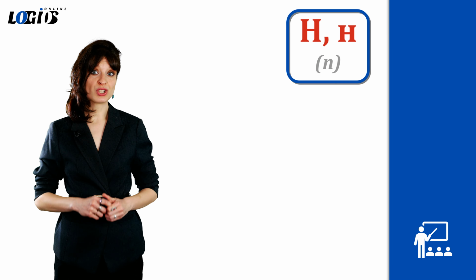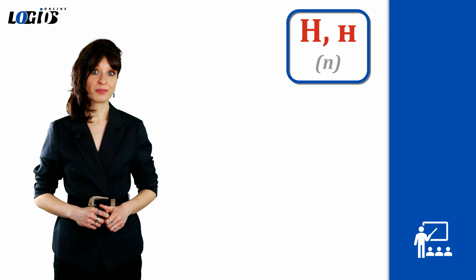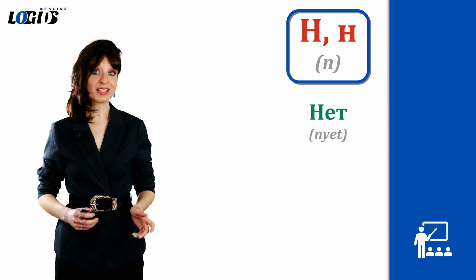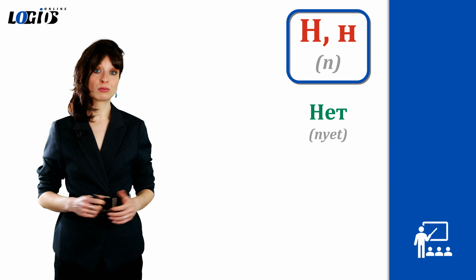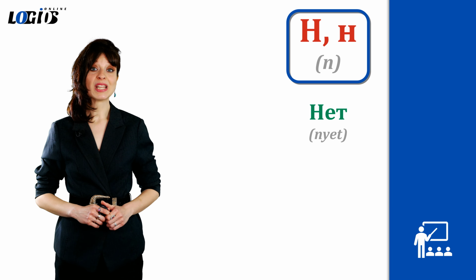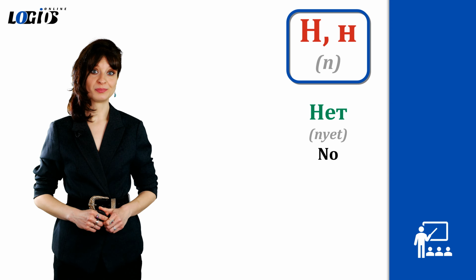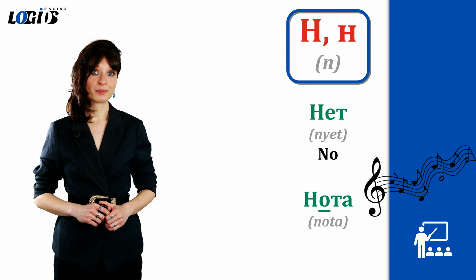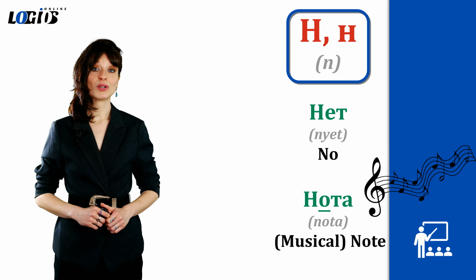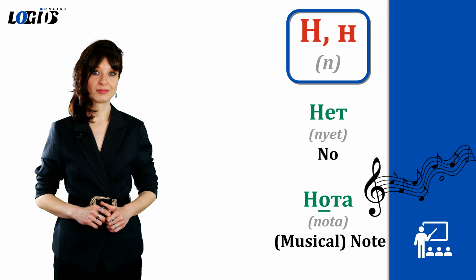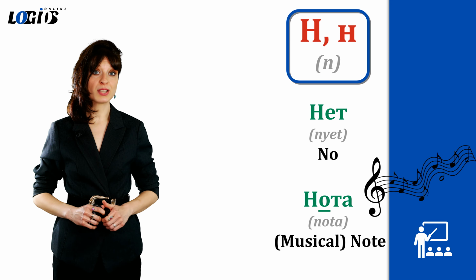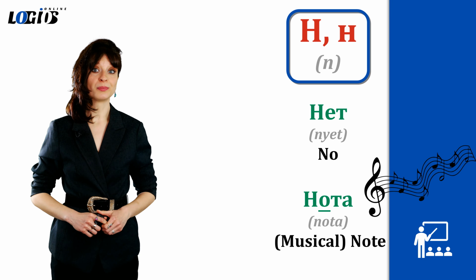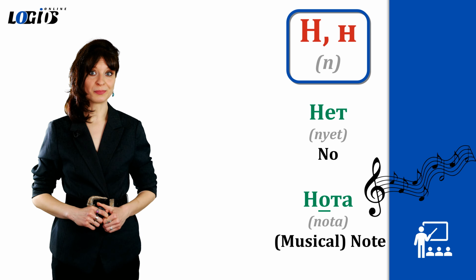This letter, which is written like in English H, is pronounced N in Russian. Нет. You probably already know this word too. Нет means no. Нота, a note. So once again, don't forget to pronounce the stressed vowel properly. Make it twice as long and say it louder. Нота.